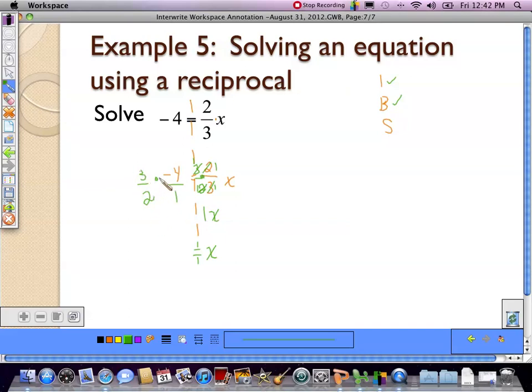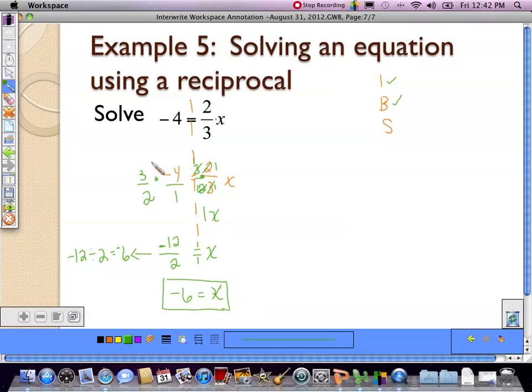All right, 3 times -4 is -12. Remember, a positive times a negative is a negative. And then 2 times 1 is 2. We're not finished yet because this can be simplified. This is -12 divided by 2. If you want to rewrite it over to the side, you can. -12 divided by 2. A negative divided by a positive is a negative, and 12 divided by 2 is 6. So x equals -6.